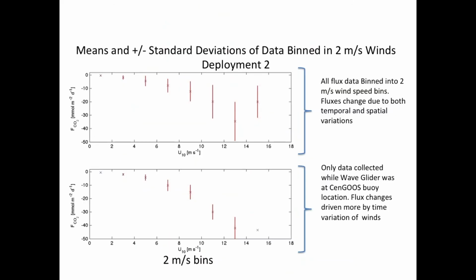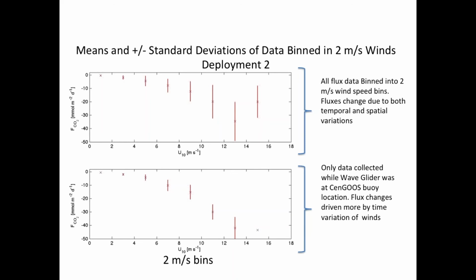Here I've binned the fluxes into 2 meter per second wind bins. So each of the data values is the mean of that in that bin, plus or minus a standard deviation. The top panel is all of the data. The bottom panel is just when the wave glider got back to the buoy and just did a box pattern around it until we could pick it up.